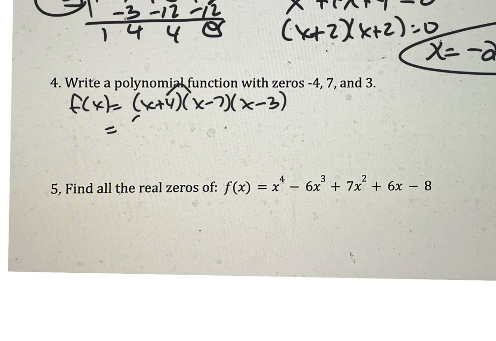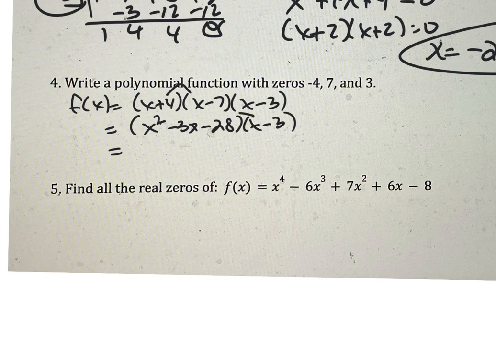So I'm going to do FOIL on the first two first. If I go outer, I get negative 7x. Inside is positive 4x. That gives me negative 3x. And 4 times negative 7 is negative 28. And I have that x minus 3.